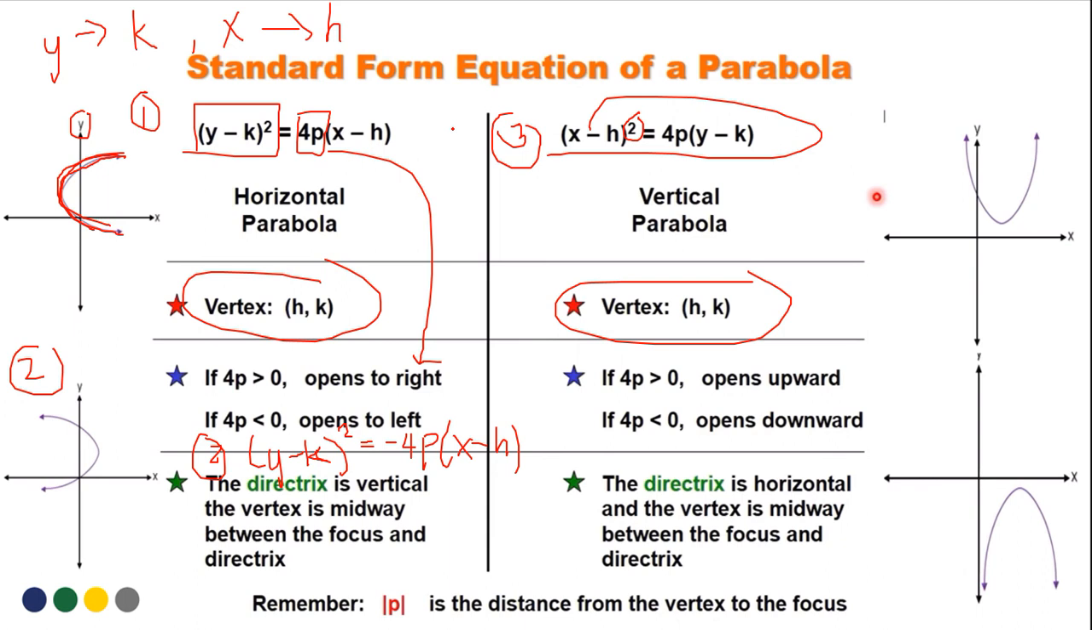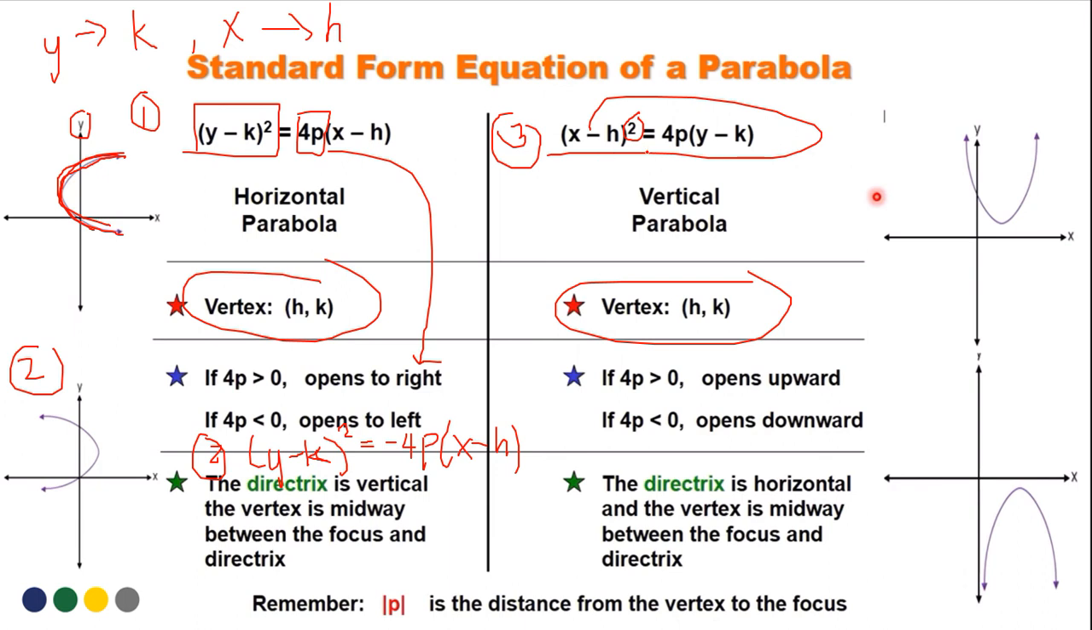Okay? So same goes with the circle, right? In a circle, we have the exponent of 2 for both x and y. But here, since we're talking about the parabola, the parabola has only one exponent, which is 2. So, x minus h squared.